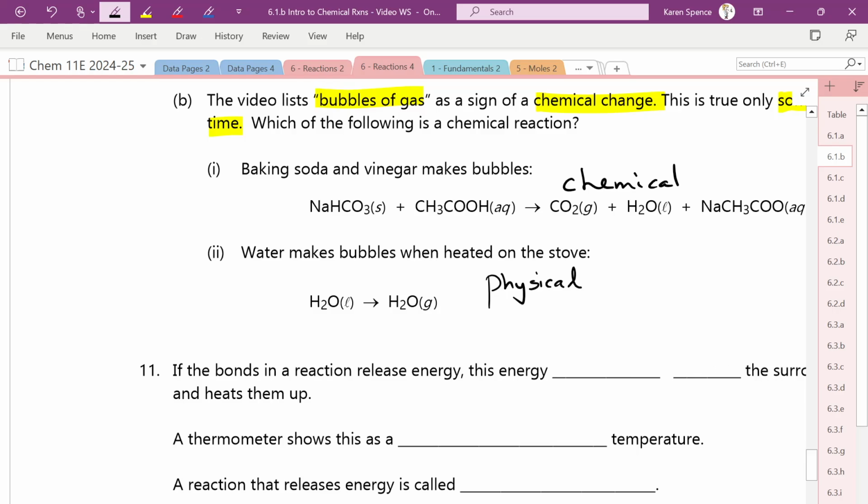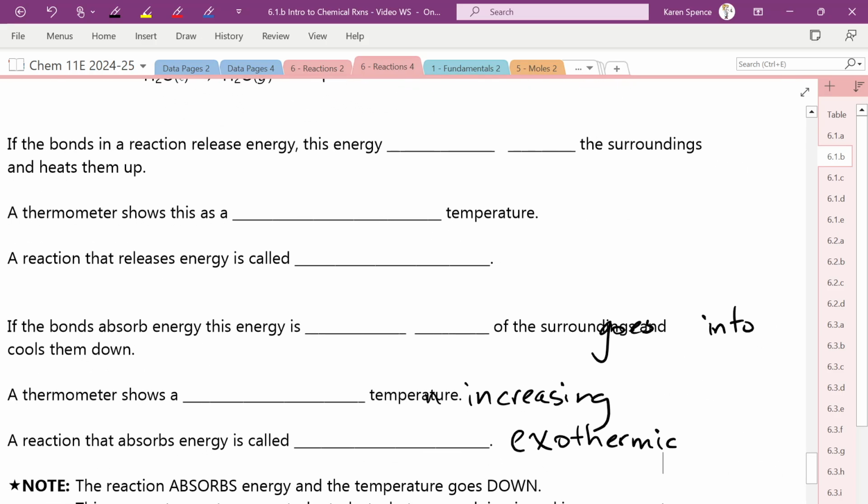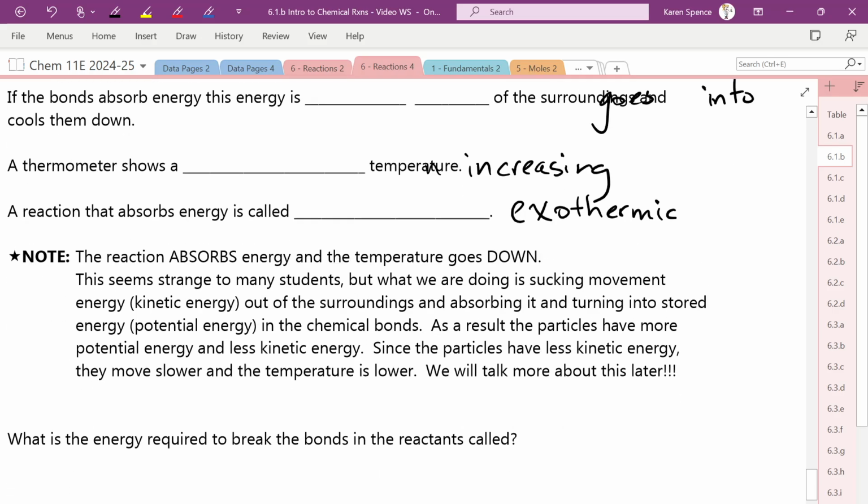Well, that's fun. It will show up later. If I write over it, it'll just show up again. A thermometer shows this as an increasing. I don't know what it's doing. It's crazy. I know. And the reaction is called exothermic. Okay, and I'm just going to close this. Oh my God. Okay, you guys can sort it out. It's fine.